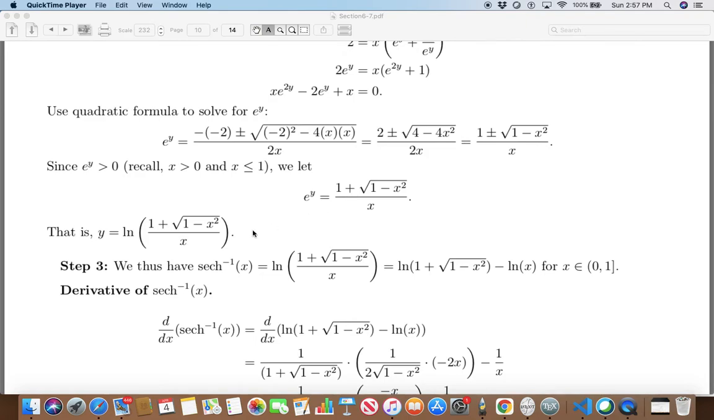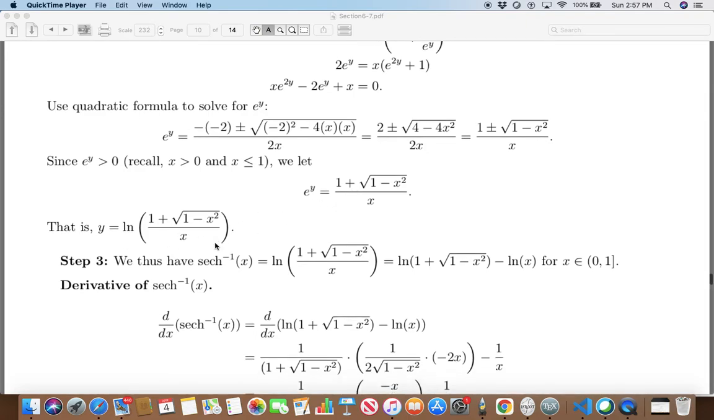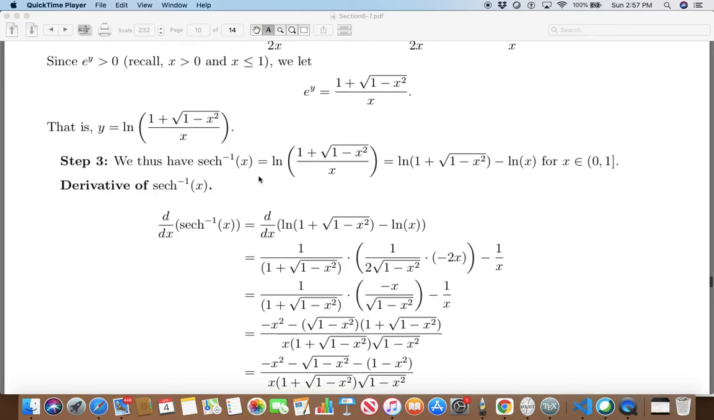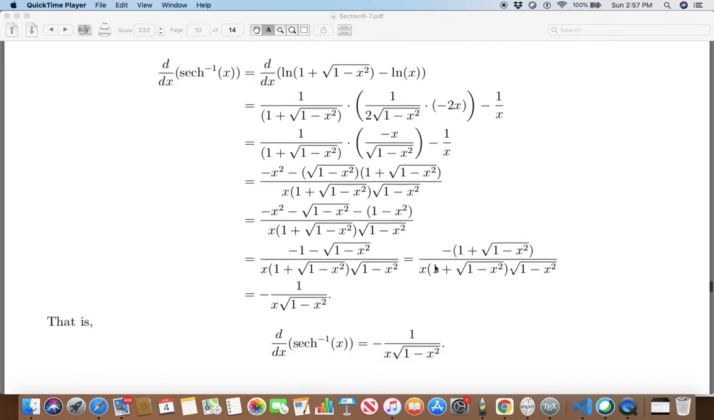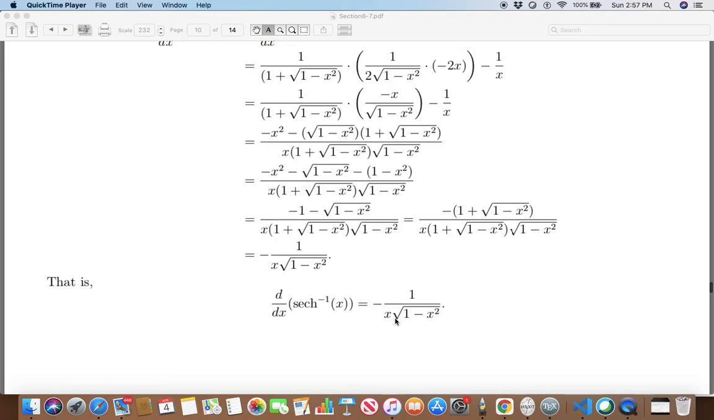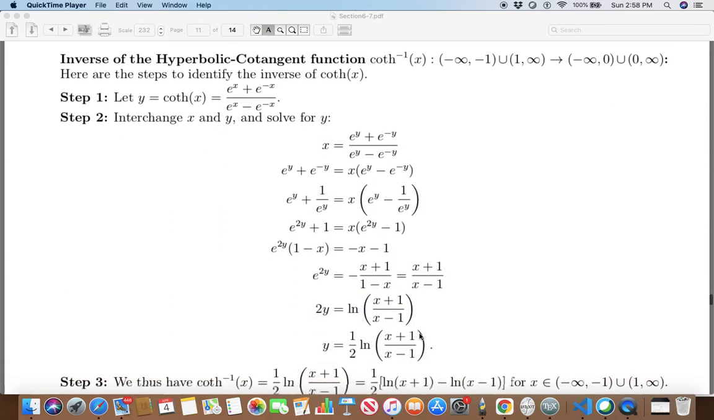So choose the positive option, take the natural log of both sides, and you get your secant hyperbolic inverse to be all of this, which is a difference of natural logs. Remember, x is greater than 0, so I don't need to take absolute value there. At this point, take the derivative. The derivative is nothing but the derivative of the difference, so one at a time. You go through this entire calculation, and you're left with negative 1 over x times the square root of 1 minus x squared. So that is the derivative of secant hyperbolic inverse of x.